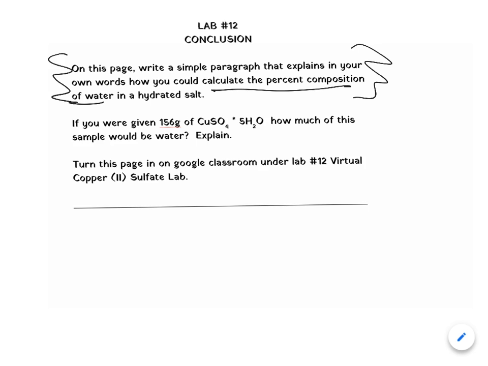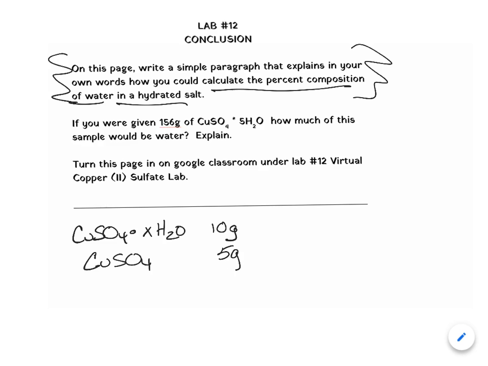Calculate the percent composition of water in a hydrated salt. What you would do for that is you would explain how you would take the hydrated salt, that's the salt with the water attached, let's say you had 10 grams of that, and then when you heat it up, you would have CuSO4 without the water, so there's no water there, and that would be like 5 grams. And then if you subtract those two, you would have 5 grams of water, 10 minus 5 equals 5 grams of water.